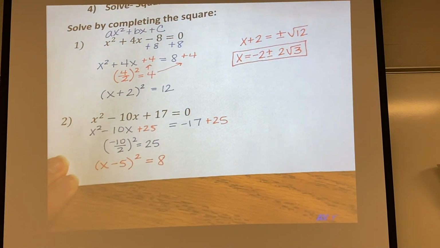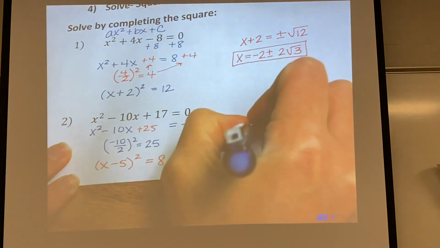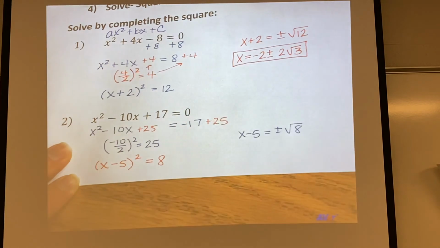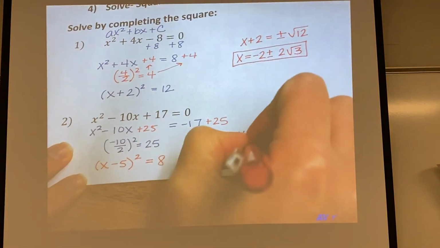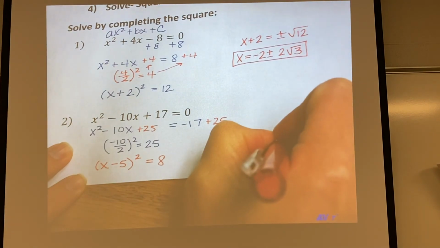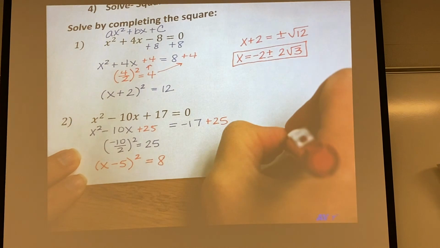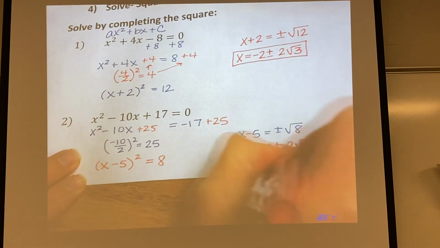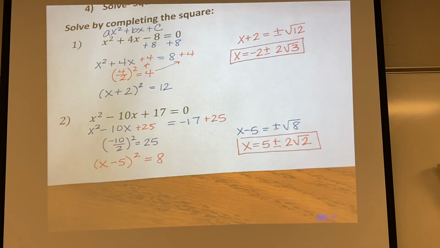And then we're going to take the square root of both sides. So we have x minus 5 on the left, plus or minus square root of 8 on the right. And then do some simplifying. Add 5 over, always goes before the plus or minus. And then the perfect square that goes into 8 is 4, so we'd end up with 2 radical 2 as our final answer. So that is how we would solve by completing the square.